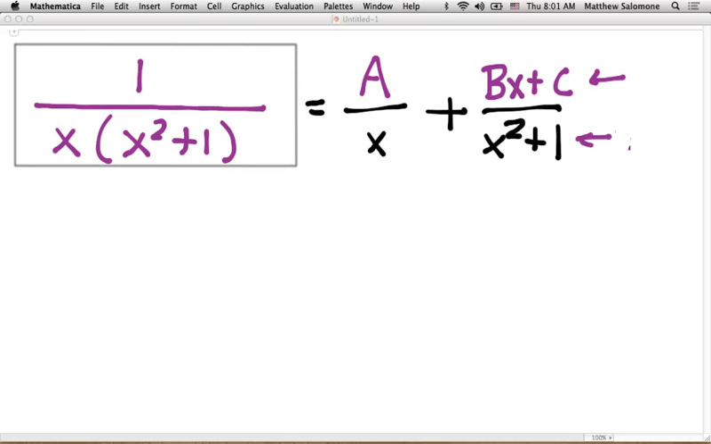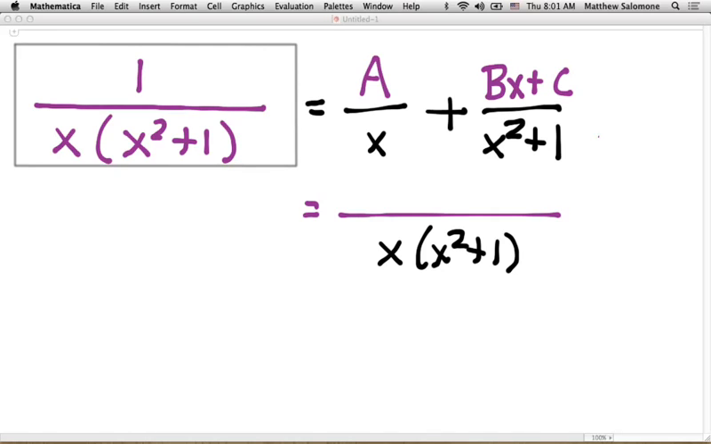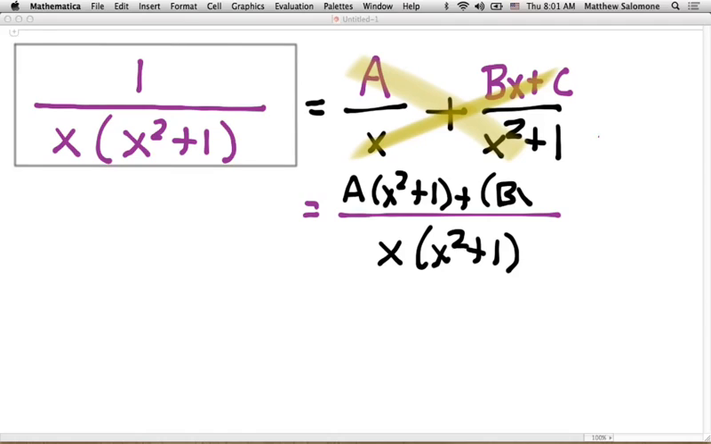After this, though, the rest of the process is still the same. Recombine the denominators. And I'm not going to dwell on this example because I don't want to take up too much of your time. But there's our denominator again, and then we'll have the cross products in our numerator. So a times x squared plus 1, plus bx plus c, the quantity, times x.